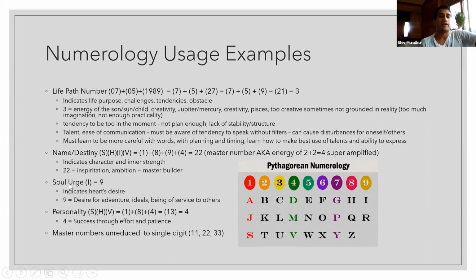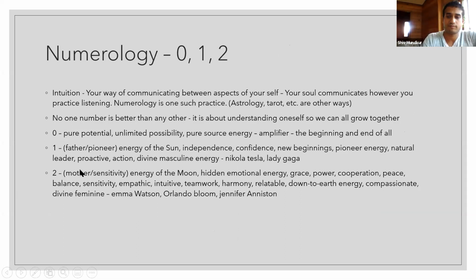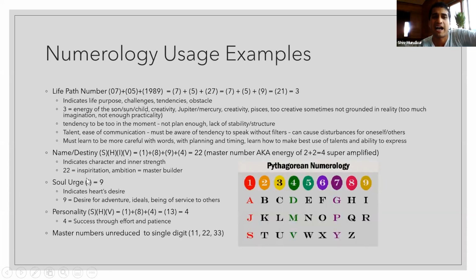All right, so now that everybody has their destiny number, the next number that we're going to be calculating is the soul urge number. This is where you take all of the vowels in your name and add them up. The only vowel in my name is I, which is the number 9. So that's mine.